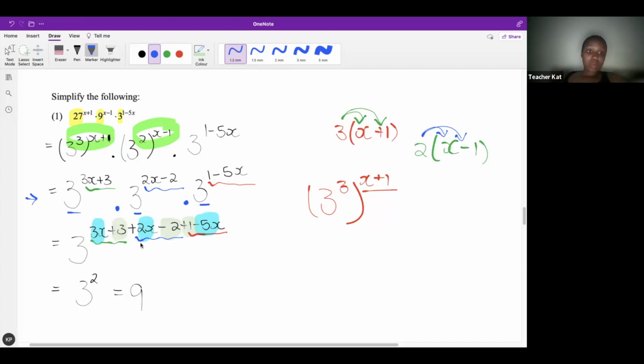So I moved on to my numbers. I said 3 minus 2, which gives you 1, and then plus this one gives you 2. So that's why I was left with 3 squared. Then I just solved it. 3 squared is 9. Did I find you, Andile? Are we good?